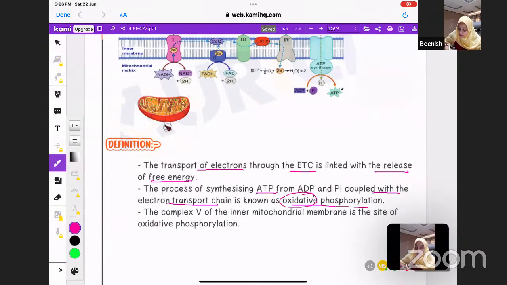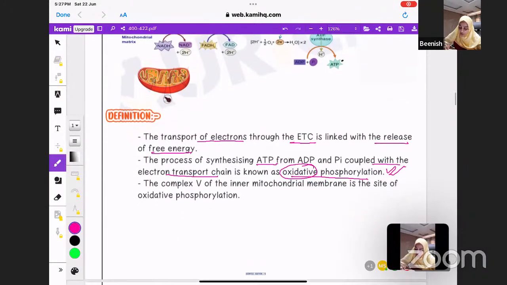What is oxidation? Oxidation is the flow of electrons, okay? Transfer of electrons to the various complexes, and that transfer of electrons is linked to release of energy. So energy is liberated when electrons are jumping from one redox couple to the other. So the jumping of electrons is accompanied by release of free energy, and this free energy is then trapped to generate ATP. This is known as oxidative phosphorylation.